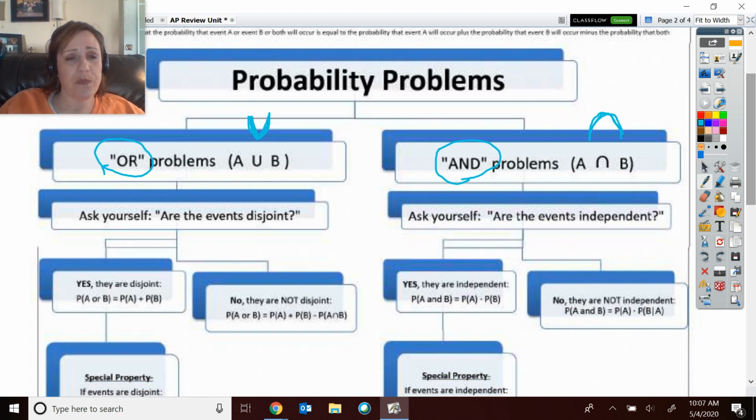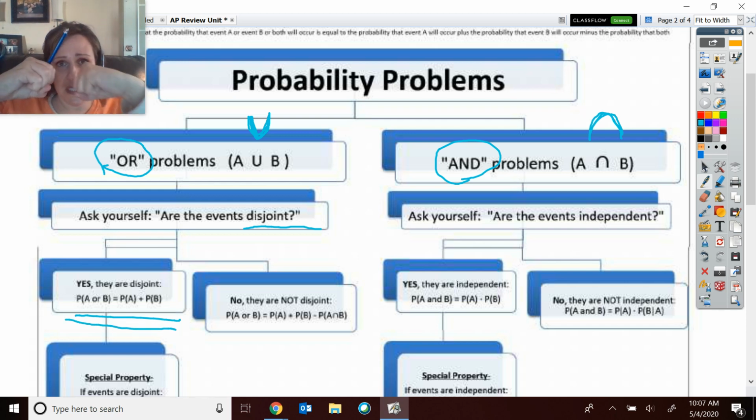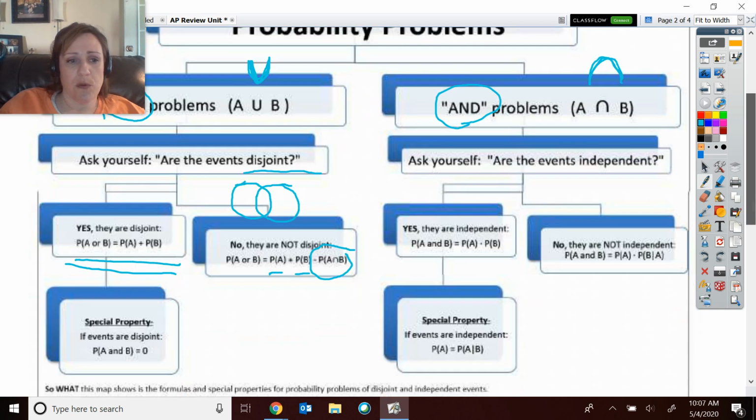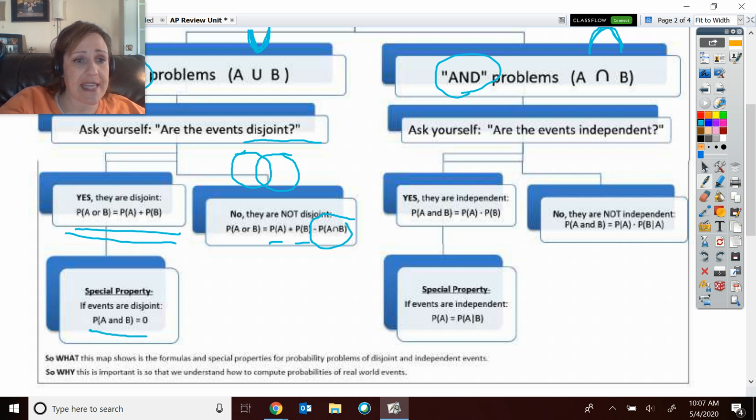Now, in order to compute these probabilities for the addition problems, you ask, are these disjoint? Do I have overlap or not? If they are disjoint, then you can just add them like normal. Sweet, no problem. This probability plus this probability, add together. If there is overlap, then that's when you have to be careful. You add the A's plus the B's minus the intersection that gets double counted. And a reminder that the special property for disjoint is that the intersection, probability of A and B, if they are disjoint, then the probability right here in the middle is 0.